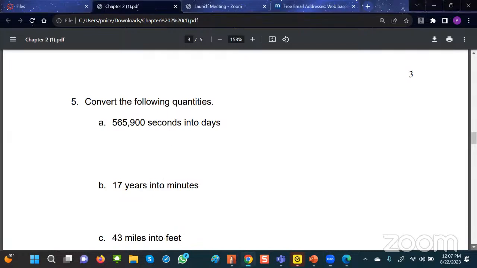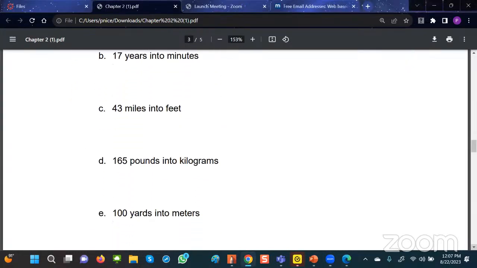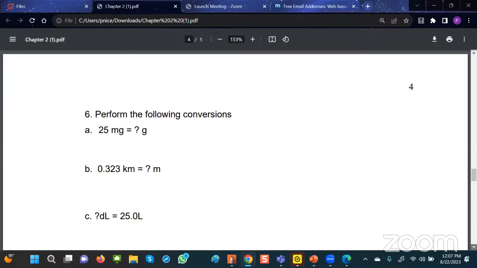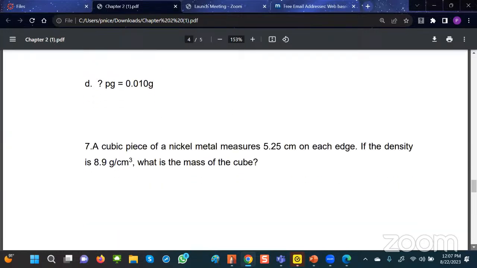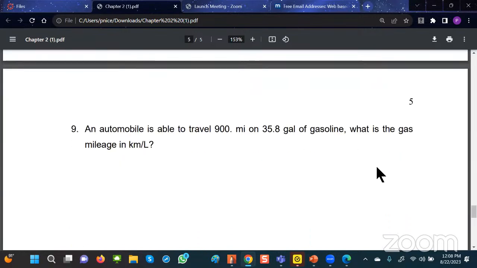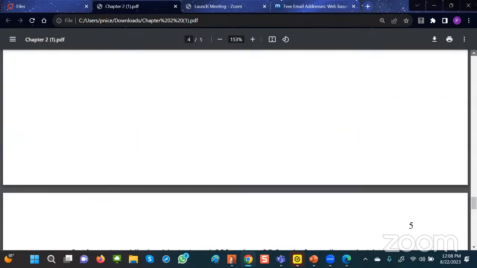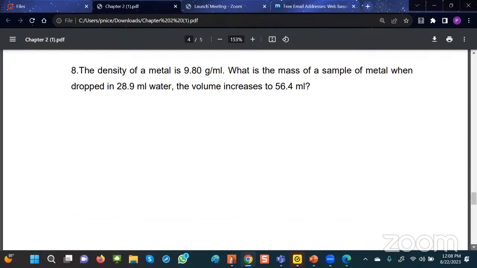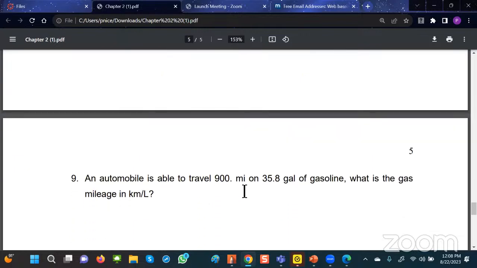So the rest of this question here is all conversions. Some of them, you're going to need to consult the tables, so make sure you do that. And some more conversions here for number 6. And then number 7, 8, and 9. Well, I'm sorry, number 8 and 7 have to do with density. We didn't get to that today, but I would expect you to be able to complete those questions. And number 9 is something dealing with gas mileage. So make sure you complete those.